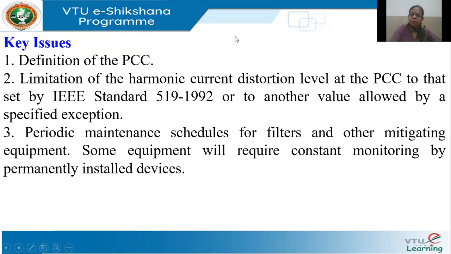So when it comes to harmonics, there are some key issues which must be looked into before drawing a contract. What are these? First is, how do I define the PCC? The utility has to very clearly define the PCC. And what is the allowable deviation of harmonics at the PCC? So this will depend on the standards. As I told you, the IEEE 519-1992 standard is very popularly used for harmonic distortions. And the utility might have installed some filters and other equipment. Who will maintain it? They have to maintain it. Periodic cleaning, monitoring, etc. For permanently installed devices, your capacitor banks, your filters, your reactors, all these equipment have to be monitored.